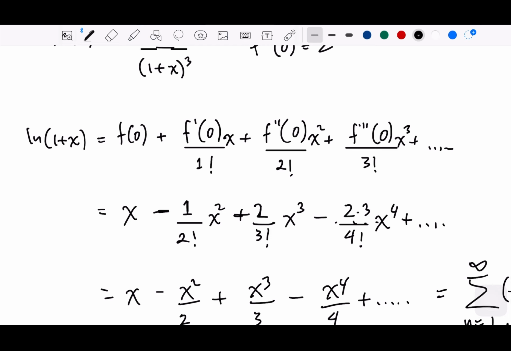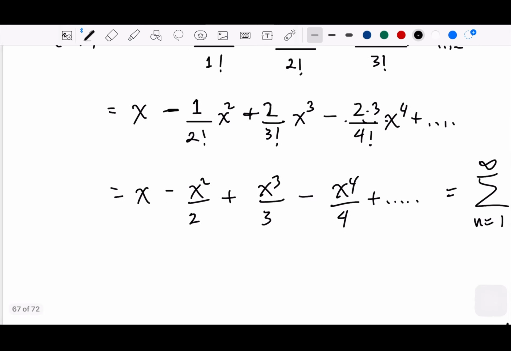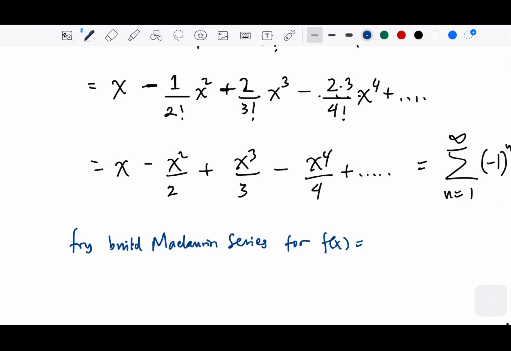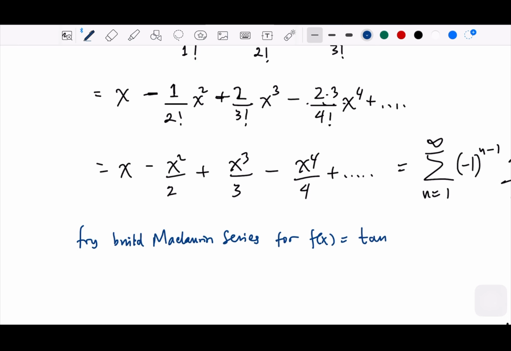Now, if you want to try, you can try the tangent inverse. I will not be doing that in class, so I hope you can try by yourself. Try to build the Maclaurin series for the function tangent inverse x.